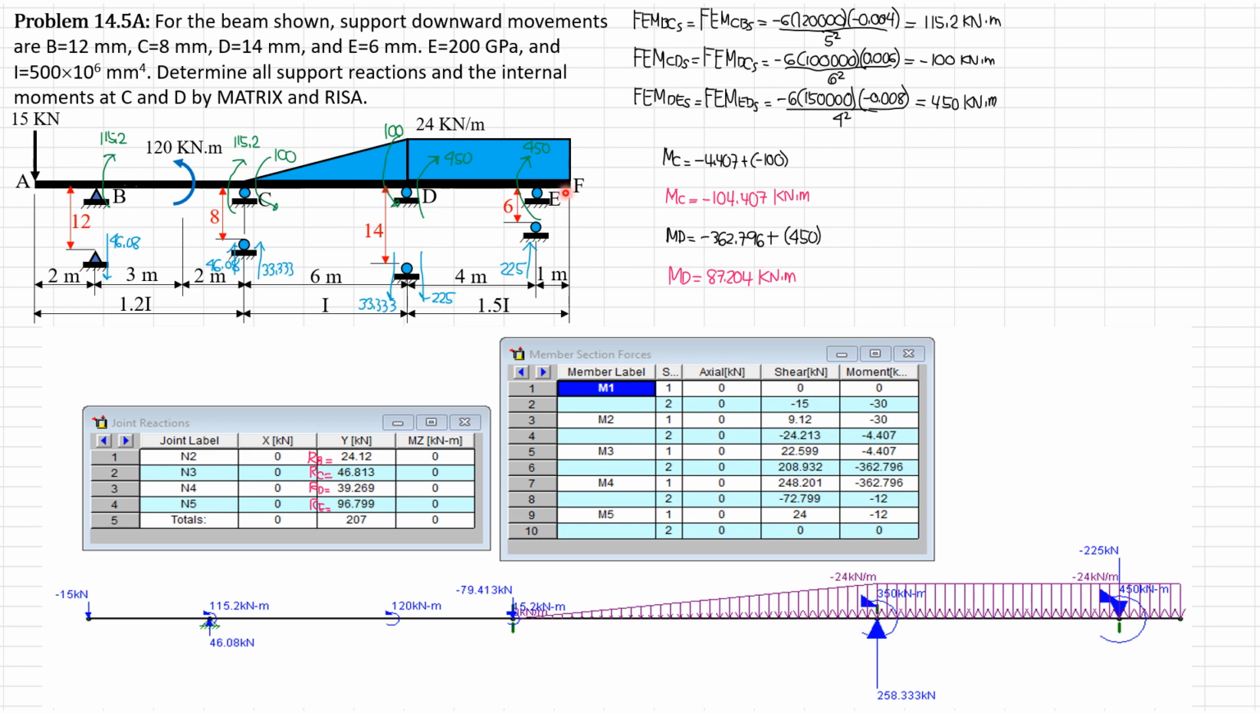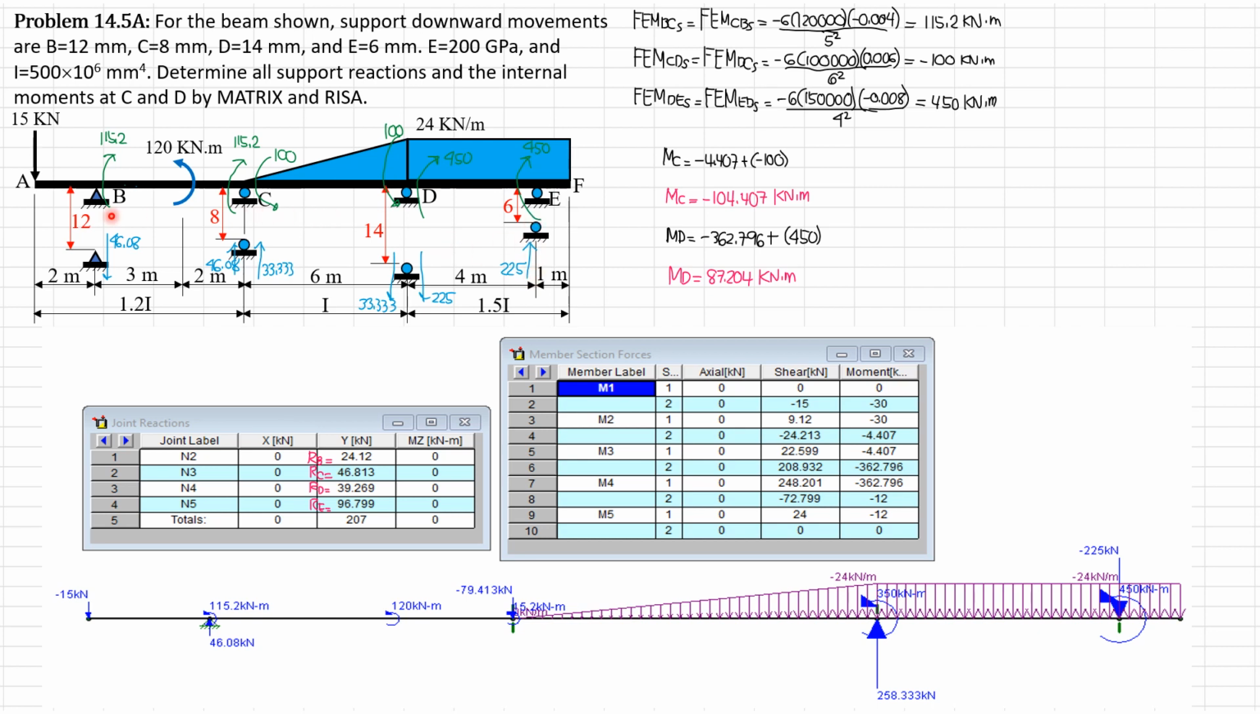And for portion DE, the fixed force is again expected downward. So fixed force times 4 equals 450 plus 450, or 900. So 900 over 4, 225 downward here. So on E, 225 upward.